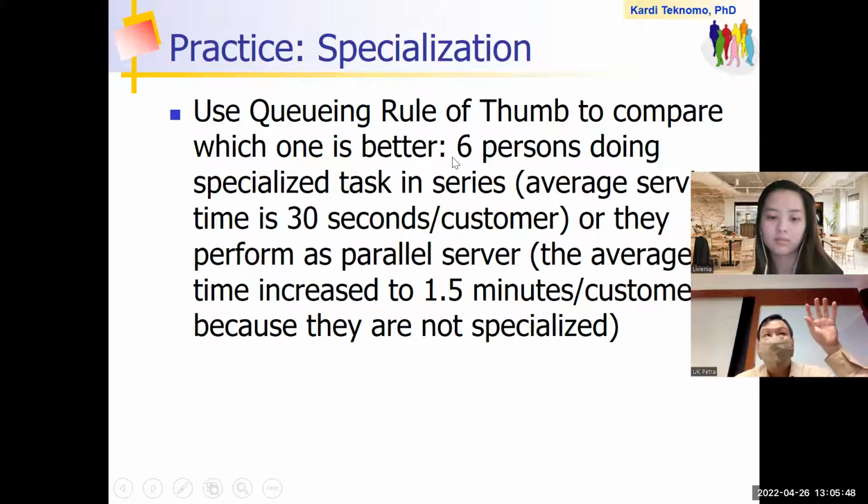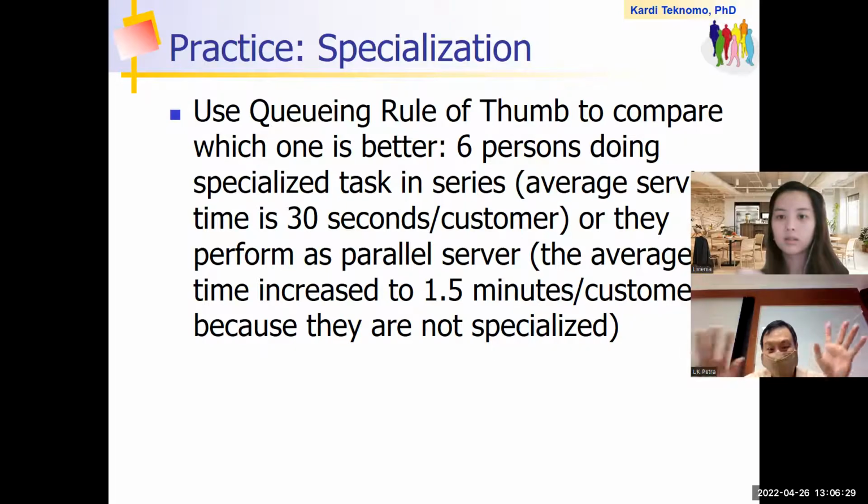This is proposal A. Proposal B is parallel servers. The average time increases because they are not well trained, because they are not specialized. So instead of 30 seconds, it becomes 90 seconds, 3 times longer. Of course, when you are specialized, you can handle things better, so you give service faster. Here I just assume 3 times the specialized time. Actually it is not as bad as this, but I'm just making it worse.